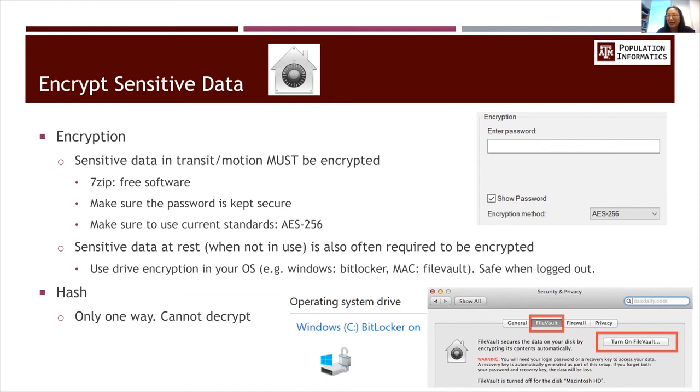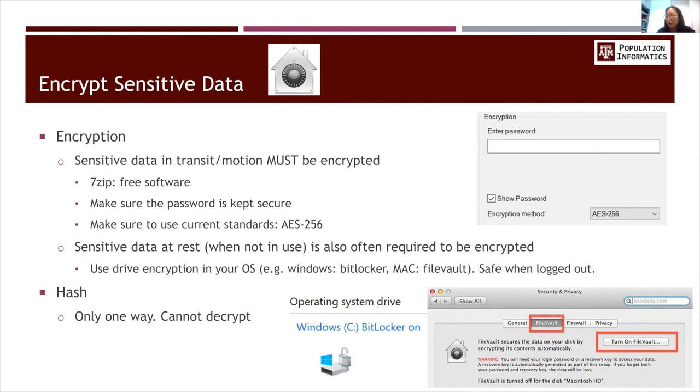Even for data at rest, if you have sensitive data on your computers, these days there are good encryptions for data on your computer. So if you're using a Windows machine, there's BitLocker. If you're using a Mac, there's FileVault. You should turn these on if you have sensitive data on your laptop. What this does is if you lose your laptop and somebody picks it up, you will not have disclosed the sensitive data because it's encrypted. And that's why you want to turn these things on.